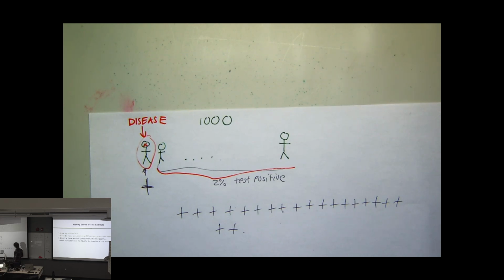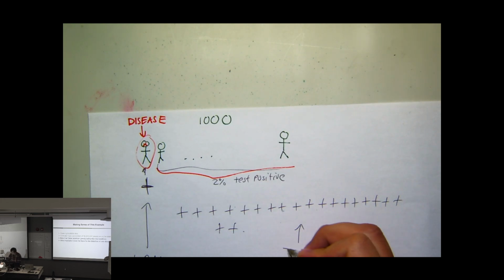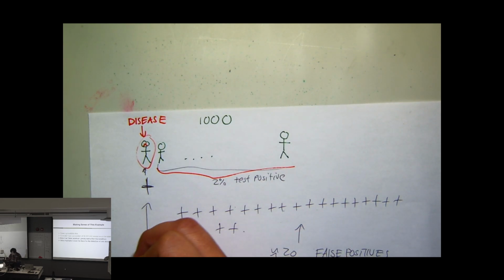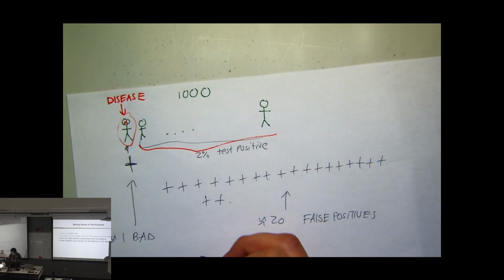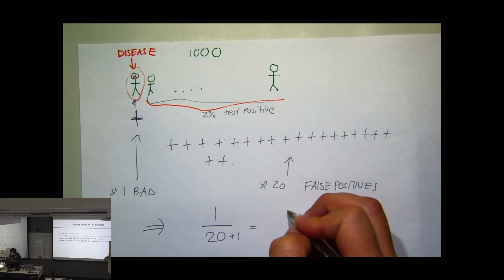So if you are one of these people, what's the chance you're this poor sucker over here? 1 in 21. One bad. 20 false positives. Okay, these are all approximate. Yes, it's approximate. Therefore, you got approximately 1 out of 21, 20 plus 1, is 1 out of 21 chance to have it.